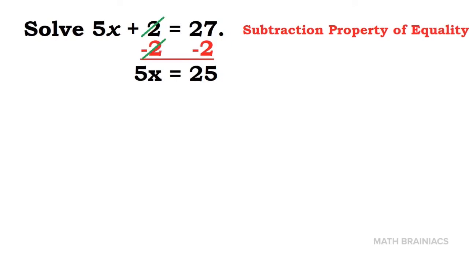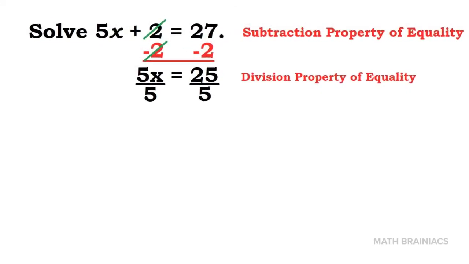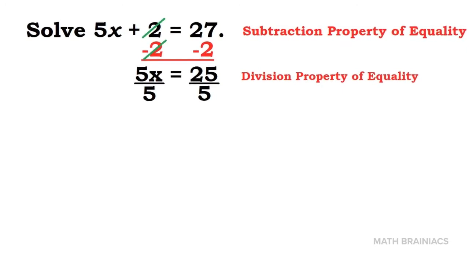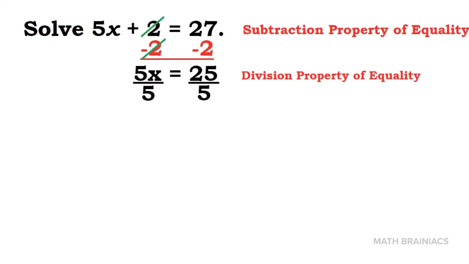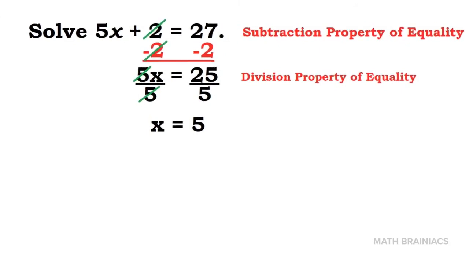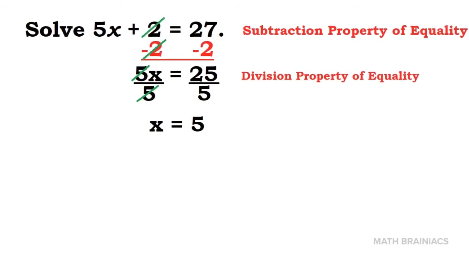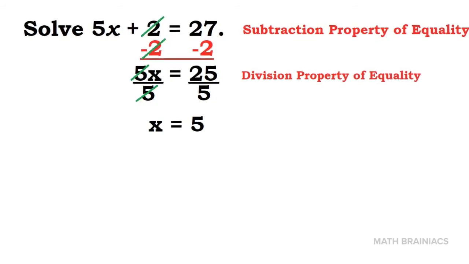We still need another property to solve for x. Using the division property of equality, we can divide both sides by 5. Moreover, we can cancel out the 5 on the left side, which will give us 25 divided by 5 is equal to 5. Therefore, x is equal to 5.